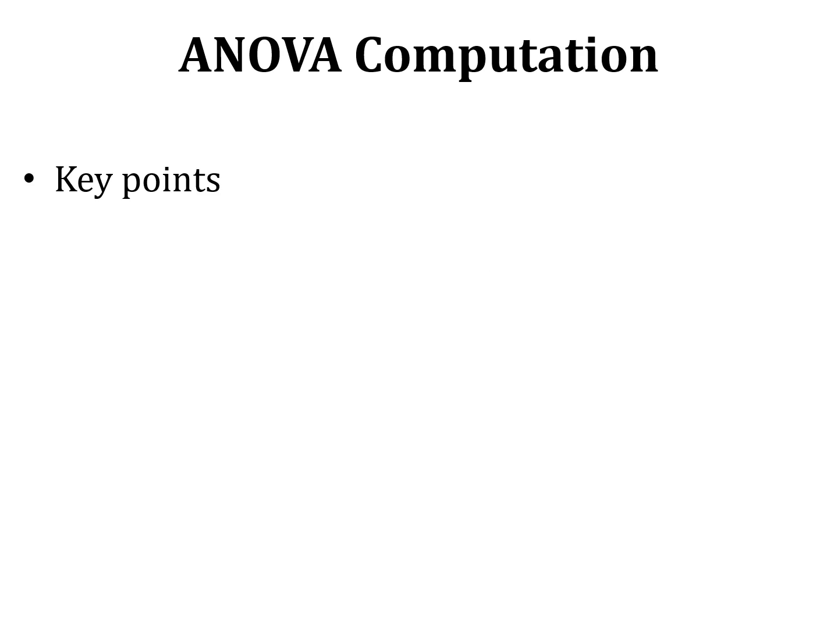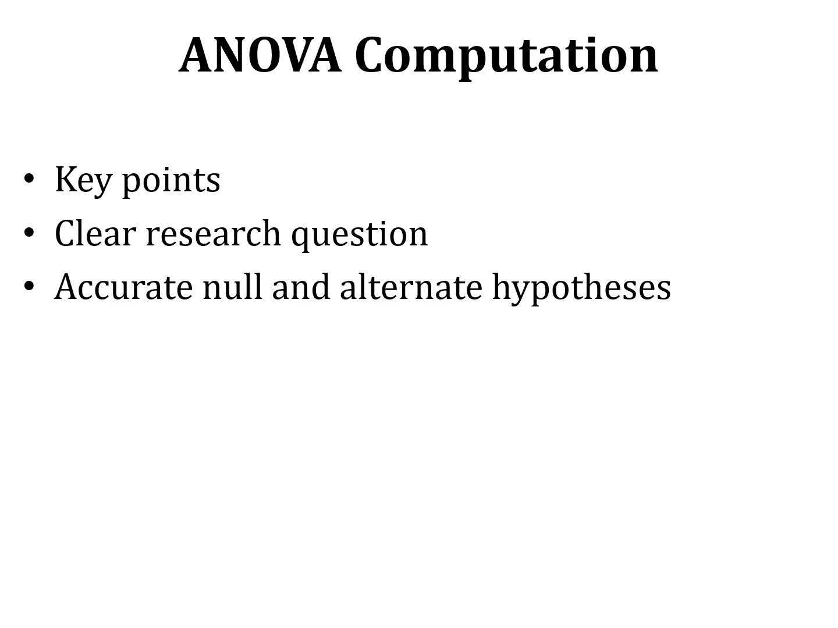And today we are going to do the computation for ANOVA, that is, how the analysis of variance is executed and how the statistical procedure is performed. You need to remember some key points. You need to have a clear research question that you're trying to address through analysis of variance, and a clear statement of the null and alternate hypotheses against which you're running your test.